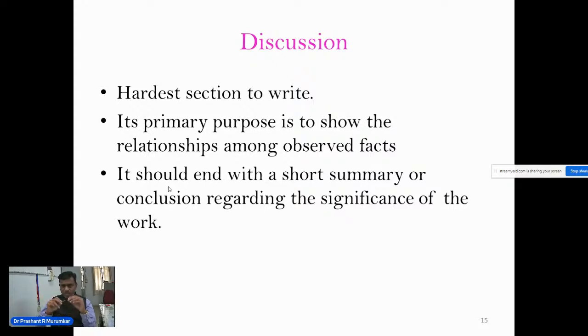And that is what the aim of the discussion part is. It should end with a short summary or conclusion regarding the significance of the work. And it is important that if you are discussing all the output of your research work, then you should write some summary also in the paragraph, where you can have a conclusion. The summary as well as conclusion will be a gist of the outcome of your research work.